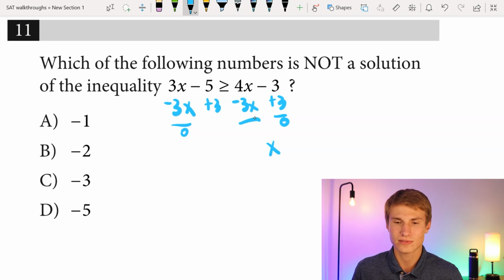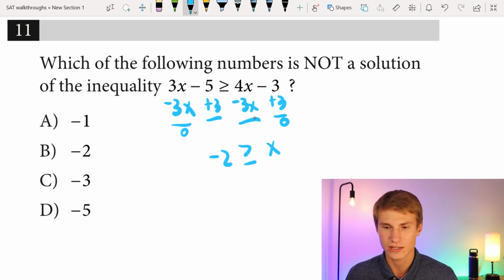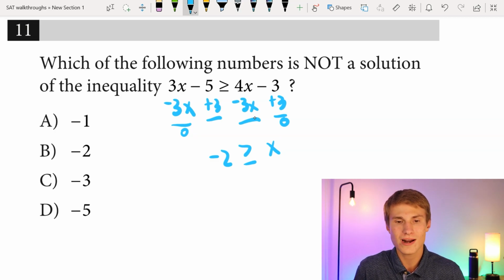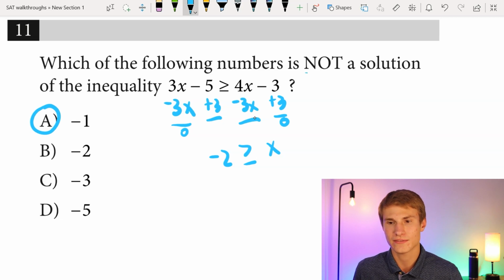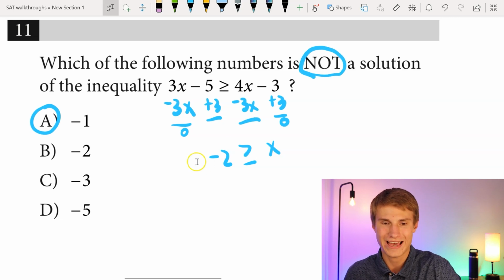I've got negative 5 plus 3, which gives me negative 2. So negative 2 has to be greater than or equal to x. That means x has to be less than or equal to negative 2. Therefore, x cannot be negative 1. And I have to answer with what is not a solution, which is going to be A, negative 1.